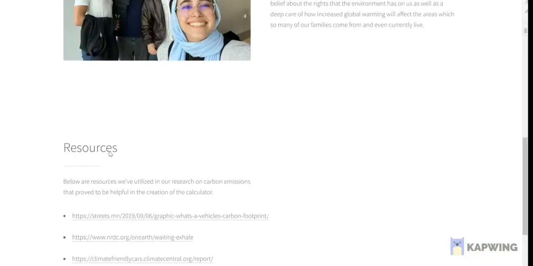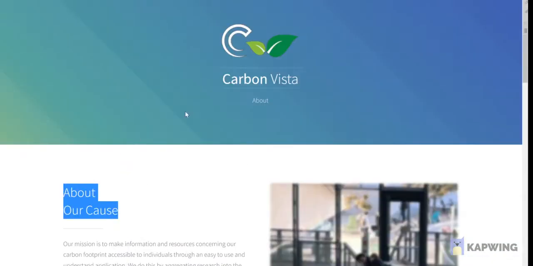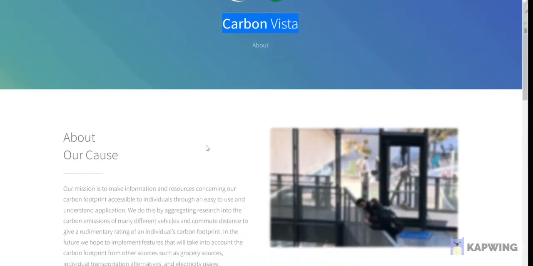Here we have the About the Team page, and Ali will be talking about that more. We are a group of Muslim students from backgrounds spanning from Egypt all the way to India, and we have a deep personal commitment to reducing our carbon footprint as we come from a lot of the areas that will be affected initially by global warming, and a lot of our families continue to stay in these places as well.